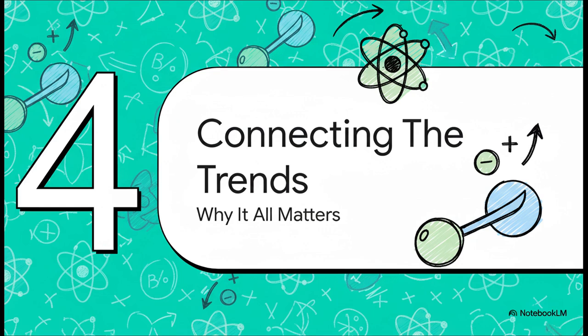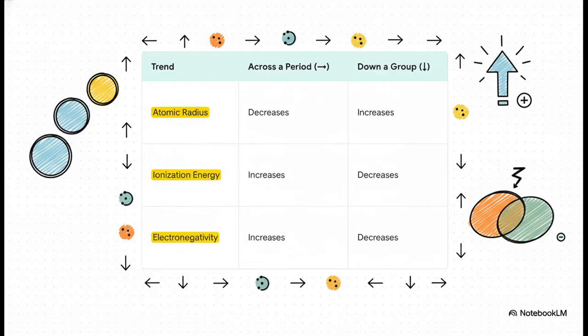So, we've covered size, we've covered grip, and we've covered attraction. Now for the grand finale, the payoff. Let's tie all these ideas together and see what they really tell us about how the world actually works. And boom, here it is, all laid out. Just look at how clean that is. As you go across, the size goes down, but the grip and attraction go up. As you go down, the size goes up, but the grip and attraction go down. These simple, elegant, interconnected patterns, these are the secret rules of the periodic table.